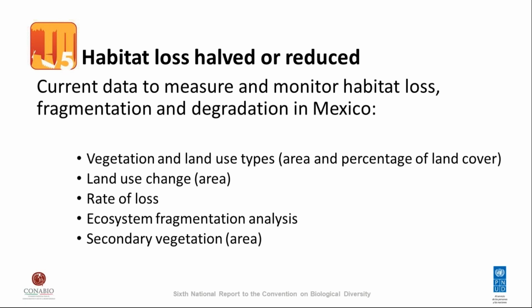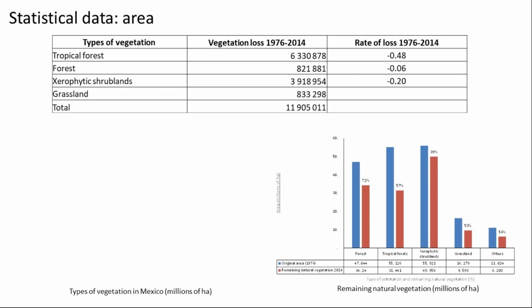Another indicator is land use change, measured by area, and rate of loss, measured by percentage. Ecosystem fragmentation analysis and secondary vegetation analysis are indicators related to fragmentation and degradation and are measured by area. Next slide, please.